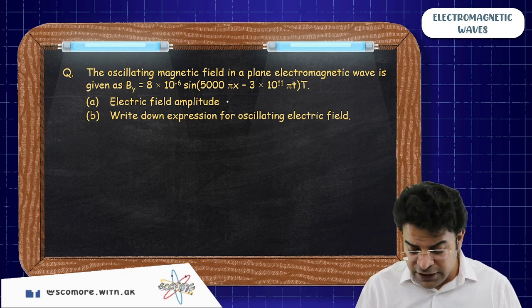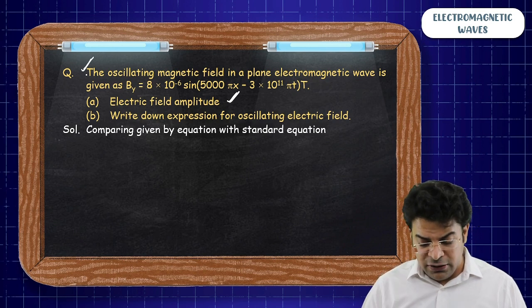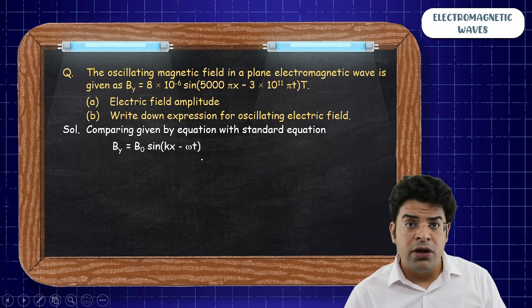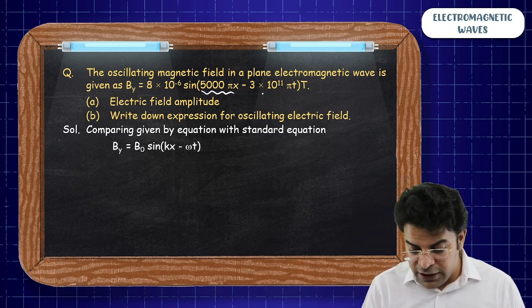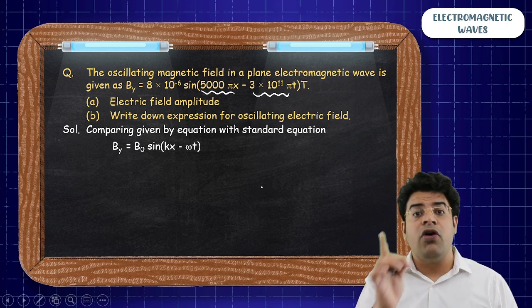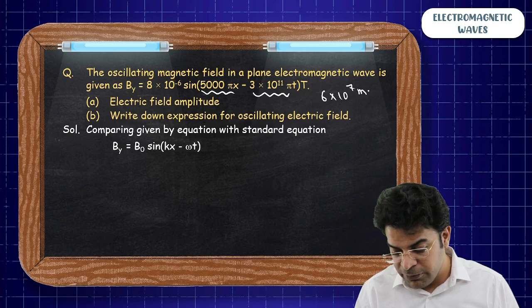First, let's find out the electric field amplitude. Comparing this given equation with the general equation, which is By equals B naught sine (kx minus omega t), we can find out what is the value of k, what is the value of omega, and using k and omega we can find out the speed, which we have already done in the last question, and that came out to be 6 into 10 to the power of 7 meter per second.